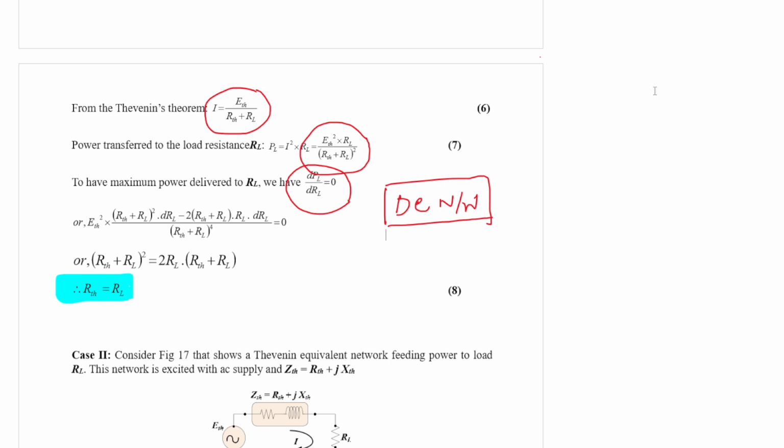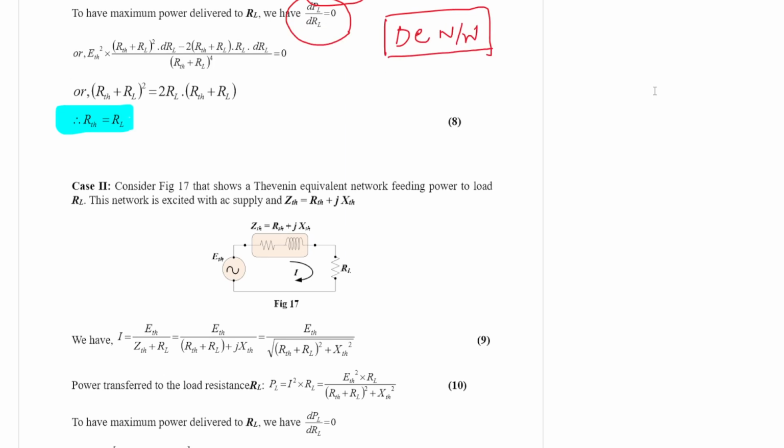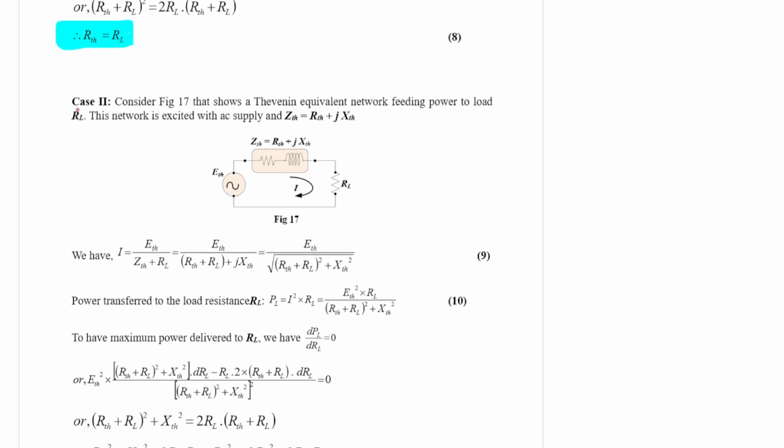Now when we have an AC supply, what should be the condition? So we have case 2. We have a source, again ETH, and a variable resistance RL. Now the Thevenin equivalent impedance is RTH plus JXTH. It is not a resistance anymore; it is a Thevenin equivalent impedance which has a resistance part and a reactance part. That is the new thing added.